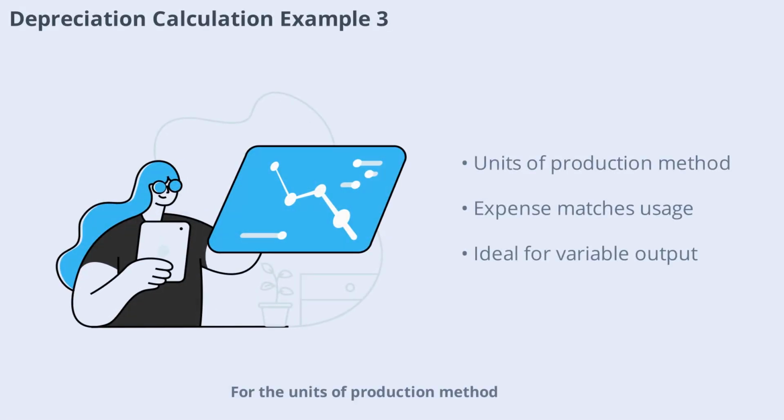The units of production method: suppose the equipment is expected to produce 50,000 units over its useful life. If it produces 10,000 units in the first year, the depreciation expense for that year is $2,000, calculated as $10,000 depreciable amount / 50,000 units x 10,000 units. This method ensures that depreciation matches the asset's actual use, providing a more accurate reflection of its consumption.